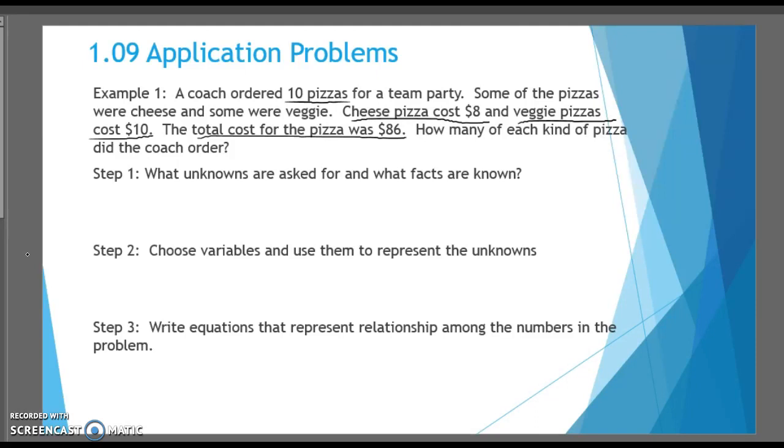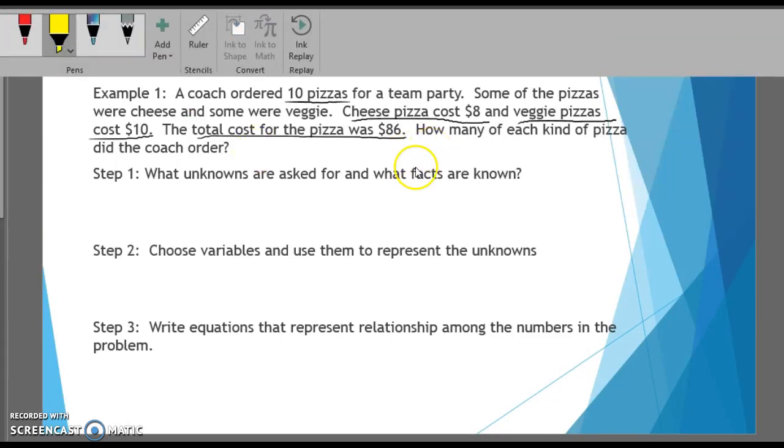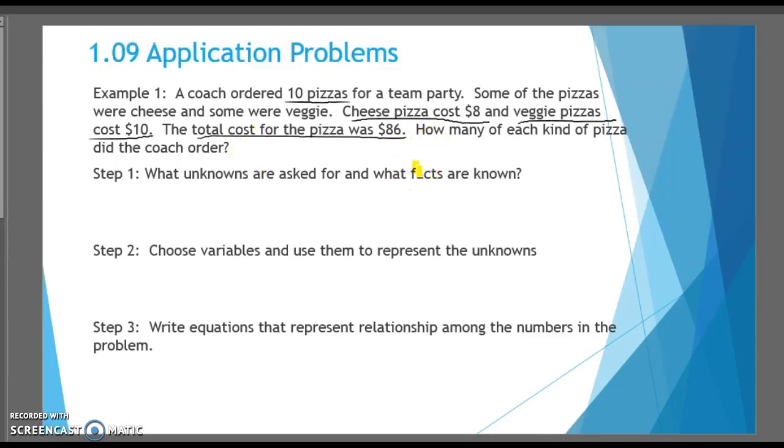So step 1, what unknowns are asked for? They want to know, let me grab my highlighter here. They want to know how many of each kind of pizza did the coach order? So that's what they're asking for here. We want to know how many veggie and how many cheese.